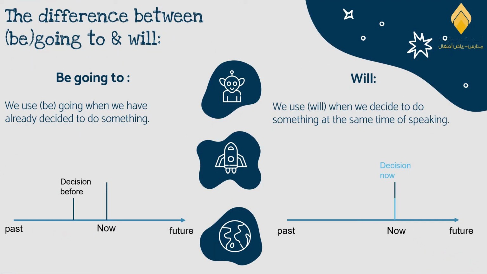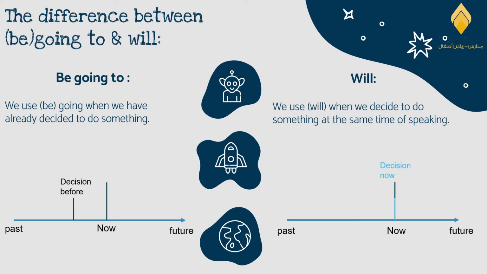Now, you should be asking yourself a question. What's the difference between be going to and will? Both are used to express things about the future. But what's the difference between be going to and will? This is what we are going to discuss now. I want you to take a look at the timeline in front of you. Let's start with be going to.